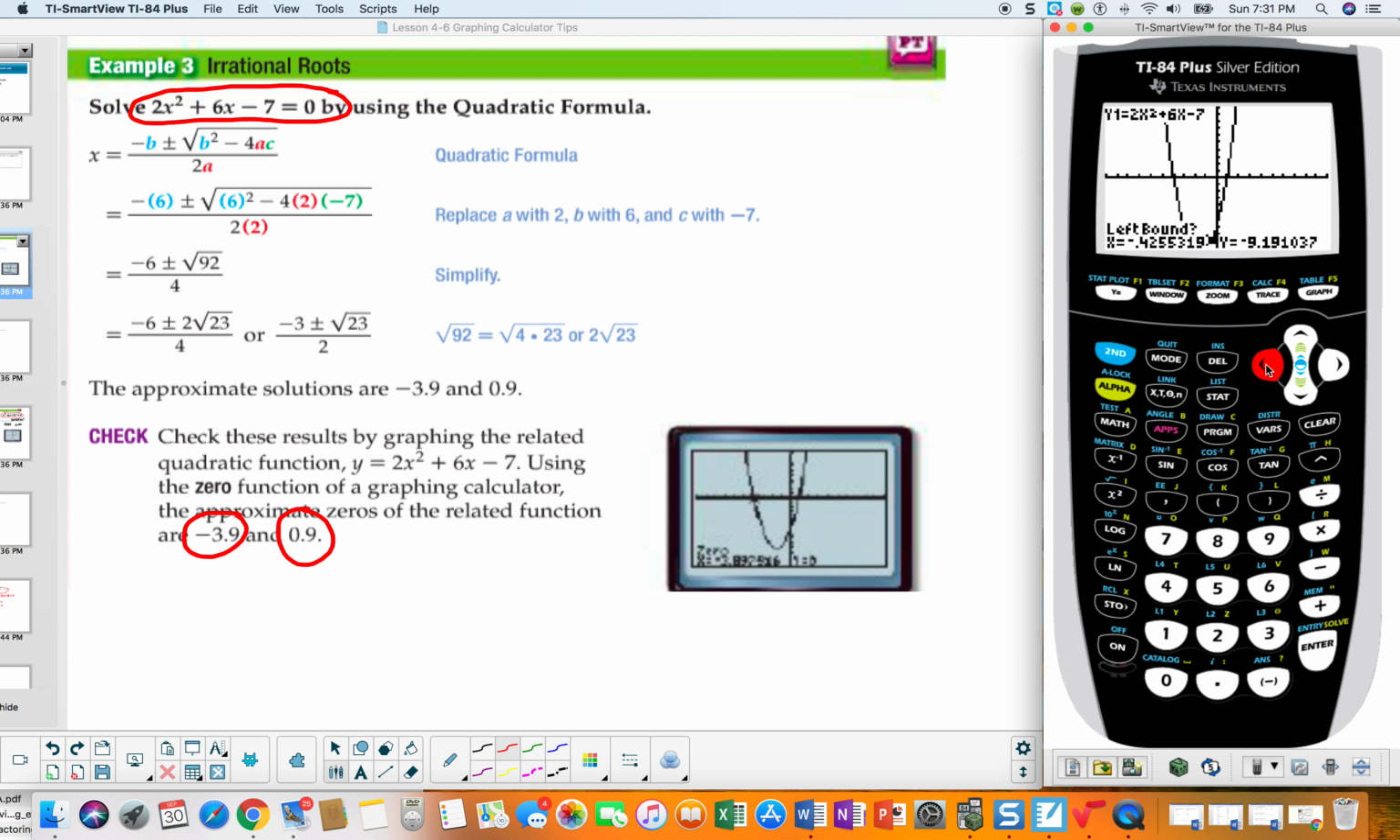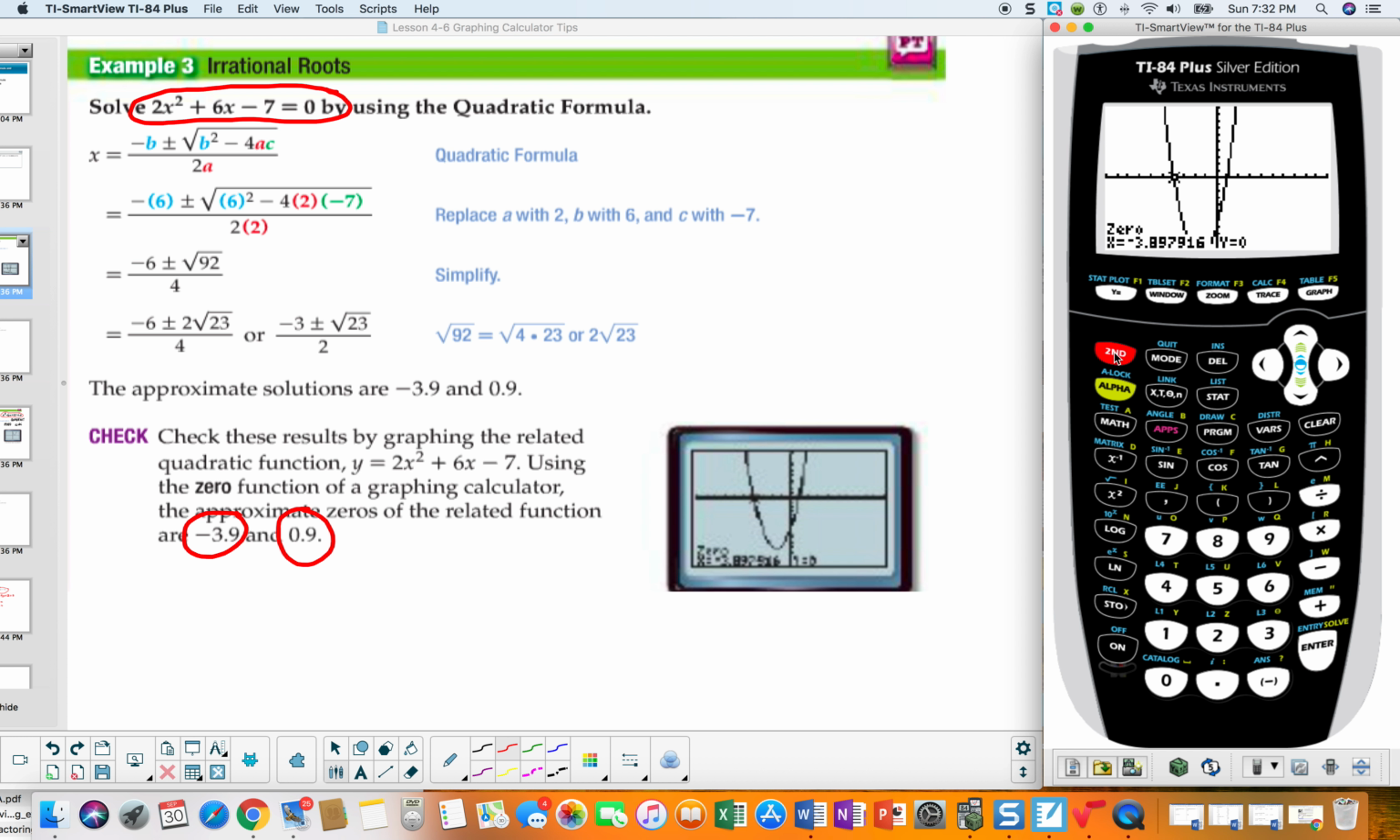They want us to go on the left-hand side of the first 0. So this is the first 0 here, and the x is to the left of it. I'm going to press enter. Then I'm going to go to the right, where the x is on the right. I'm going to press enter, and then I'm going to get close to my guess, and press enter, and we can see the answer is -3.897, and if you round to the tenths place, we get -3.9.